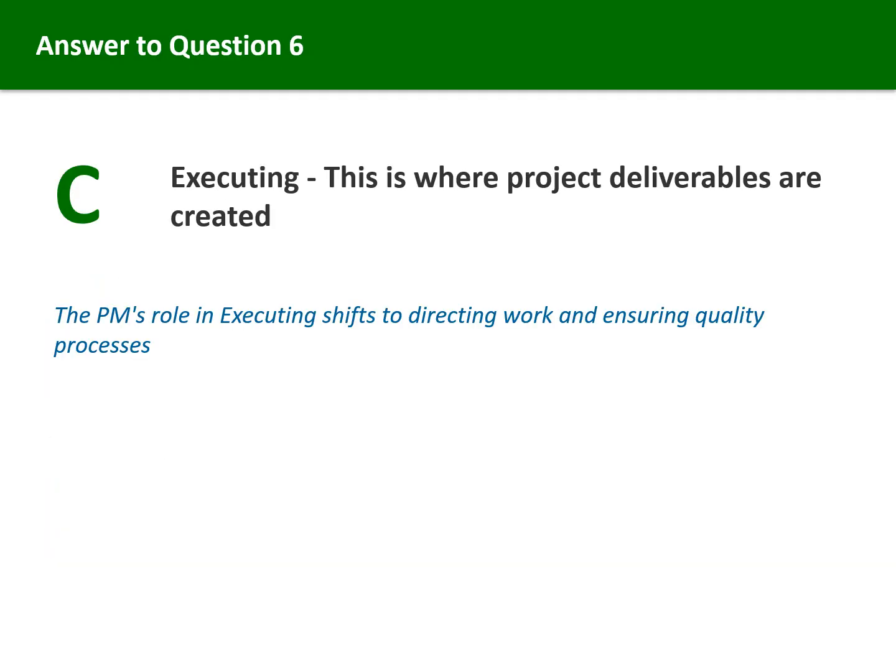Direct and manage project work is the central process of the executing process group. This is where the actual work is performed and project deliverables are created. The project manager's role during execution shifts to coordinating work activities and ensuring the team has what they need to succeed. Related executing processes include manage quality, which audits the process rather than testing the product, acquire resources, develop team, and manage communications.